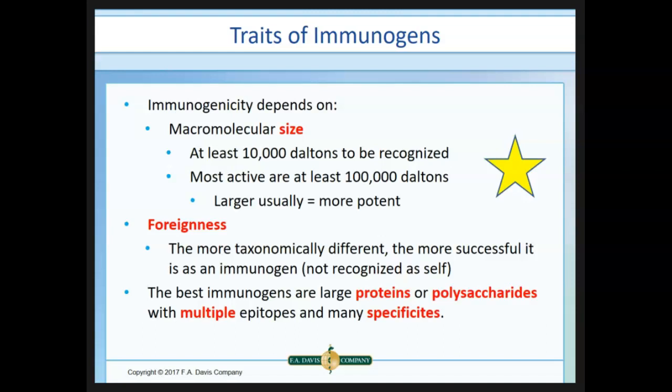Foreignness, the degree of foreignness. The more different the immunogen is from the host, the higher and more significant the immune response. The immunogen has to be recognized as not belonging there, so as not self. The best immunogens, and this might be a test question, are very large proteins or polysaccharides. Proteins are actually a little bit better, and these have multiple epitopes with many specificities, and we're going to define epitope in just a second.